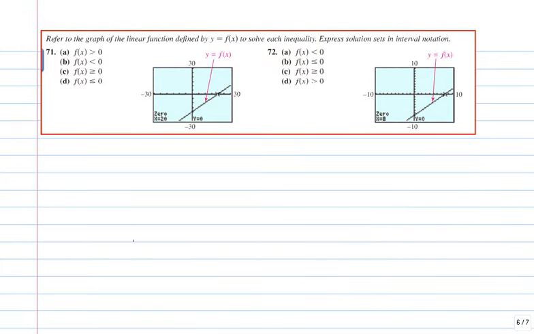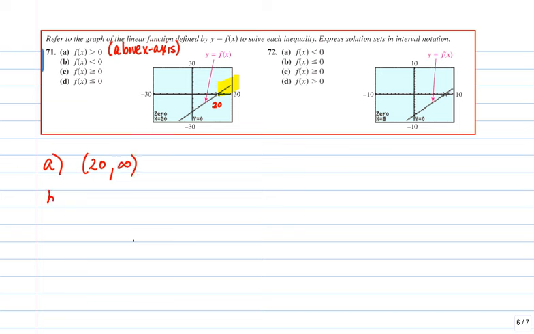Now, refer to this graph, and we're going to use the graph to solve the inequalities. So this is where you really have to have that understanding of what you're looking for on the graph. In 71, we're looking for where f of x is greater than 0, or where y is greater than 0, which is where the graph is above the x-axis. So this is why we need to know where it hits the x-axis. It touches the x-axis at 20. Where is it above? To the left or to the right? To the right. So the answer to part A there would be from 20 to infinity.